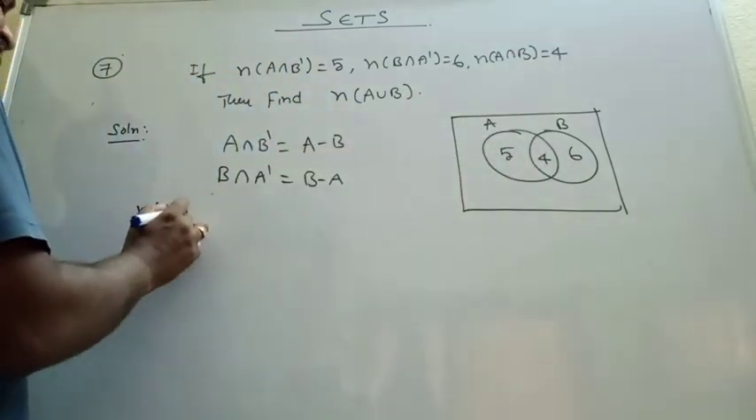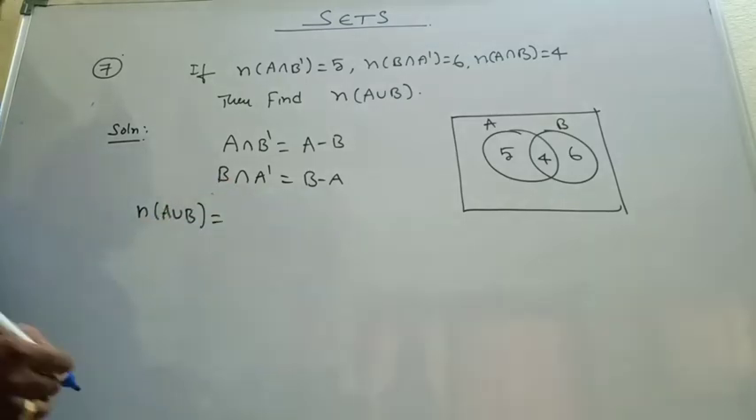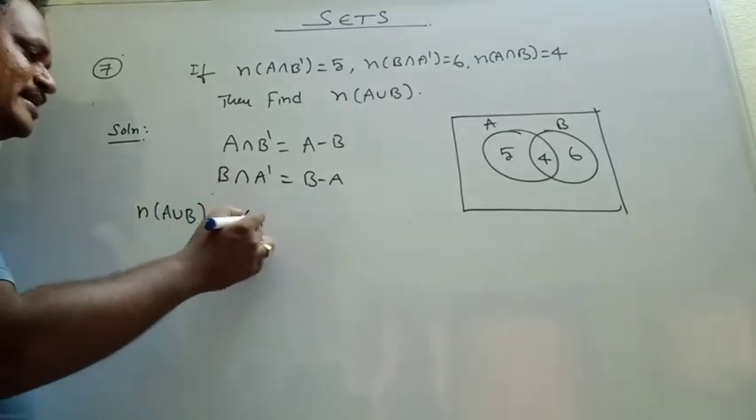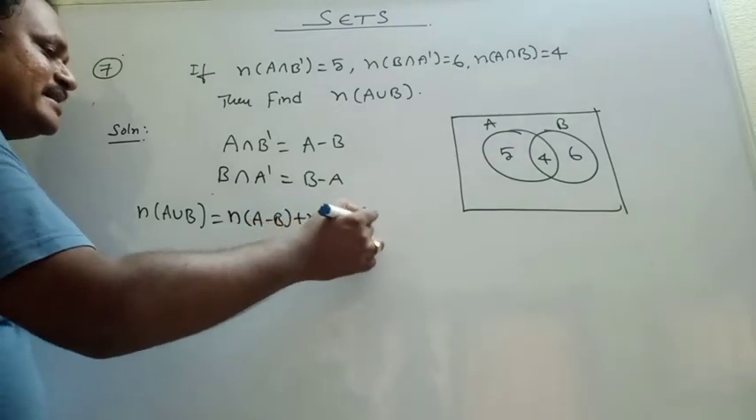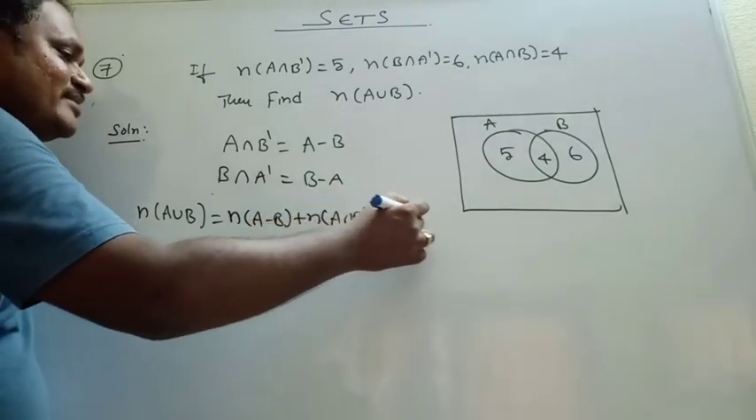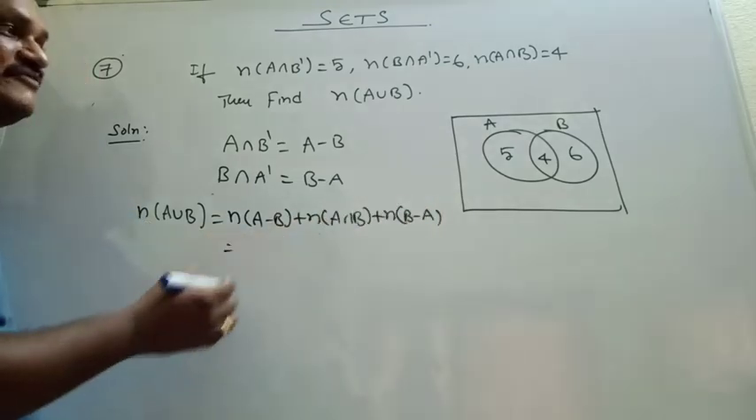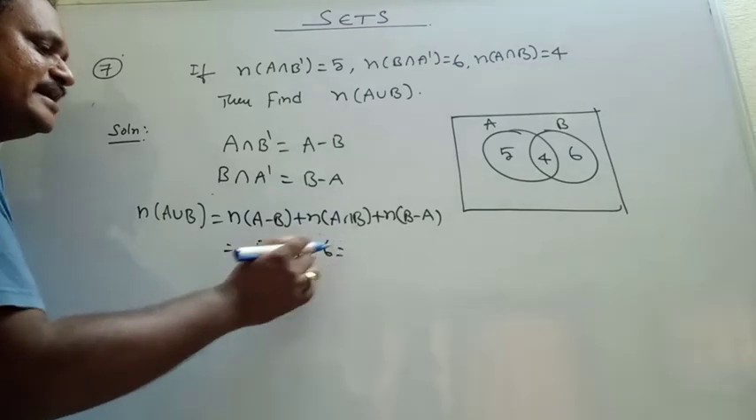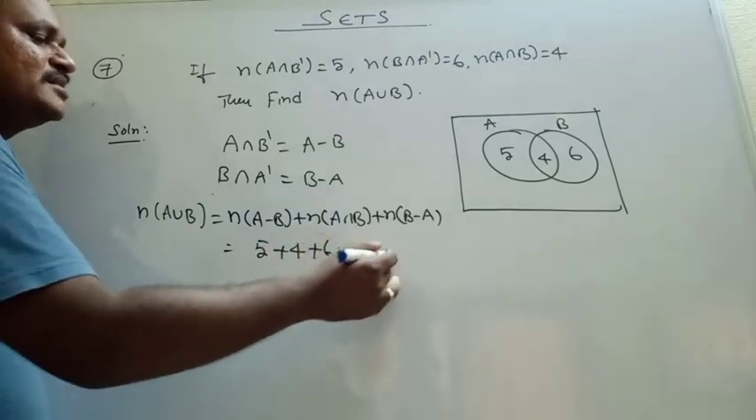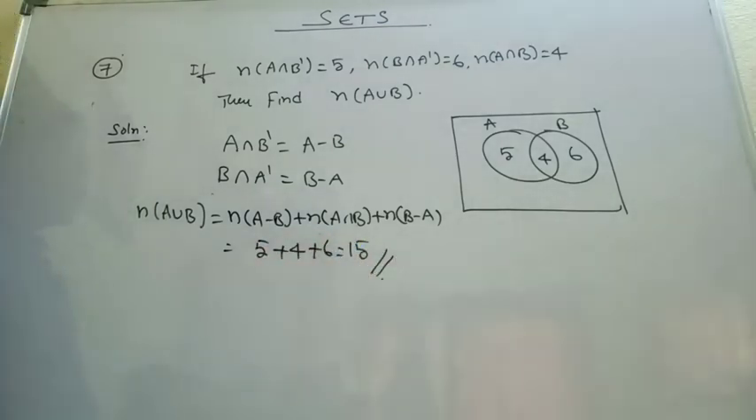That n of A union B I have given you very nice formulas to you. This you can write even n of A minus B plus n of A intersection B plus n of B minus A. Like this we can answer, my dear students. N of A minus B is 5, A intersection B is 4, 6, 10. 10 plus 5, 15. Such a beautiful way we will get this basic problem.